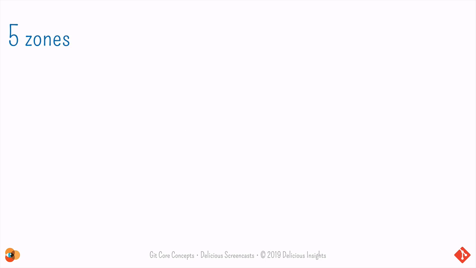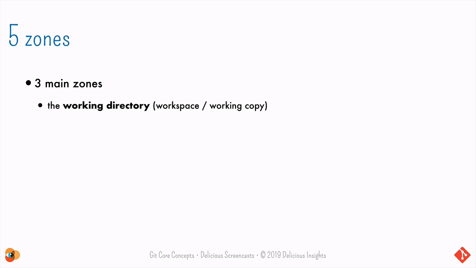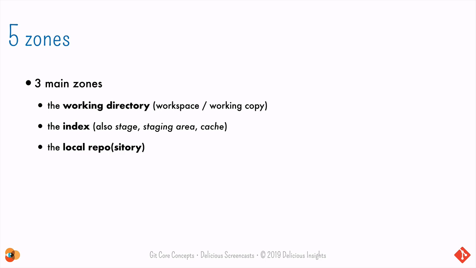There are 5 zones in total. They are often categorized by how frequently you use them. This also makes them easier to explain. We start with 3 main zones: the working directory, sometimes called the working copy; the index, whose name varied over time but is often referred to as stage, staging area, or in legacy docs as cache; and finally the local repo. In version control we often say repo instead of the full word repository.